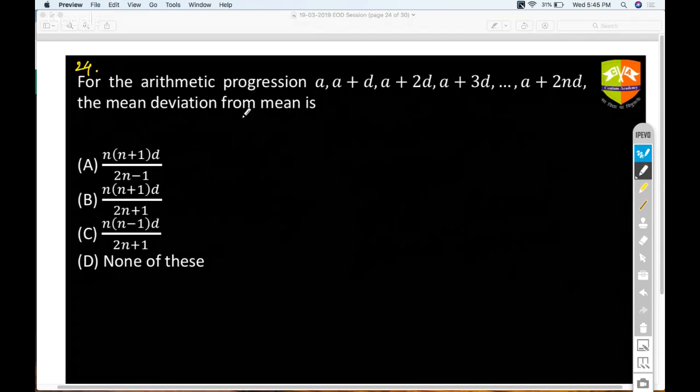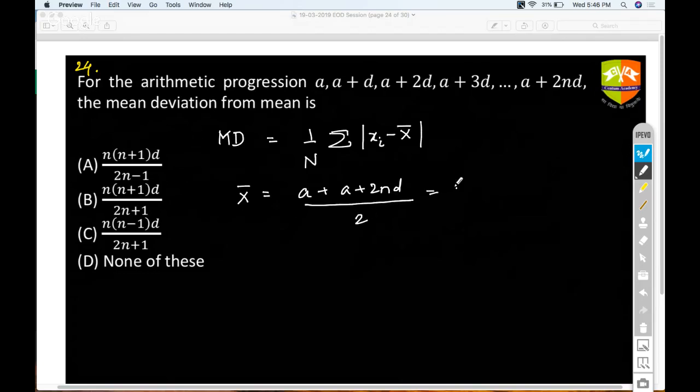Chalo, we'll discuss this. First of all, we know that the mean deviation from the mean is going to be 1 by n summation of mod of xi minus x bar. Okay. So the mean of the data itself would be the first data and the last data divided by 2. So that is a plus nd will be your mean. Okay, undoubtedly. So the total number of data present over here is 2n plus 1.